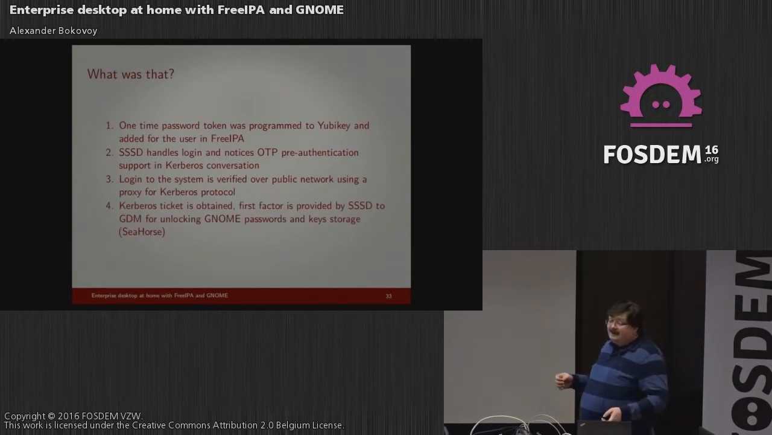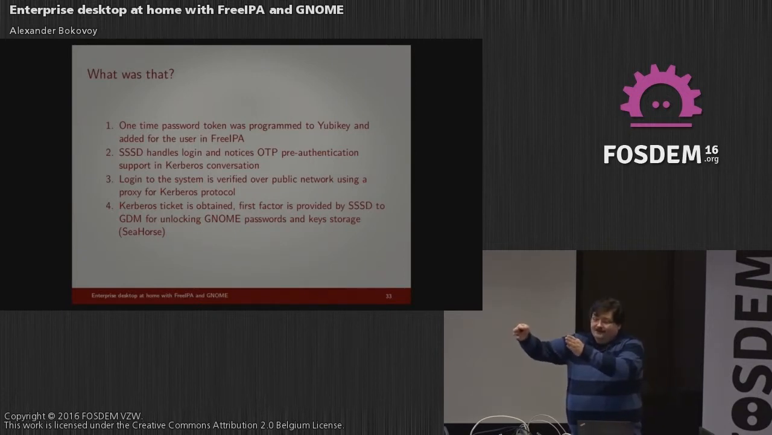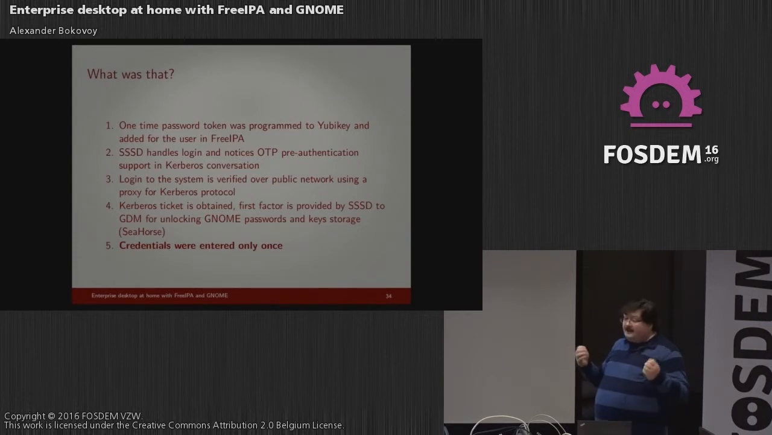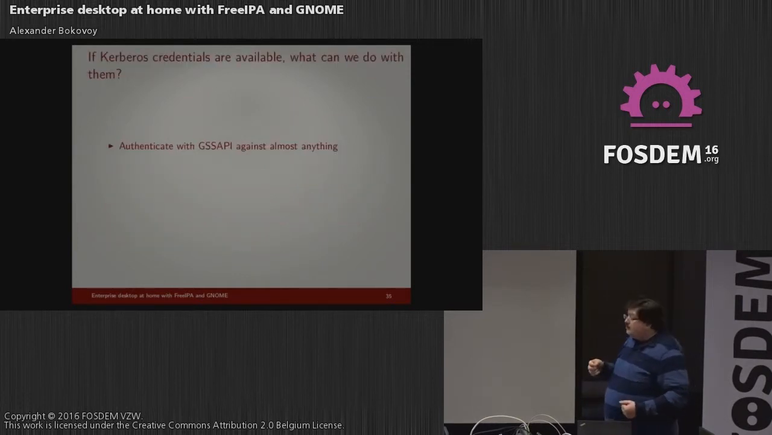The first factor is then provided further to the keyring for unlocking the GNOME passwords. Because if I provided the whole password plus the token value on the first login of the machine, when the GNOME password and key storage is created, then I effectively wouldn't be able to unlock it the next time, because the token will change. So it took some time to separate these problems and get a bit of smart logic to handle this. Again, credentials were entered just once, on one screen, and then we can derive some facts about this authentication.